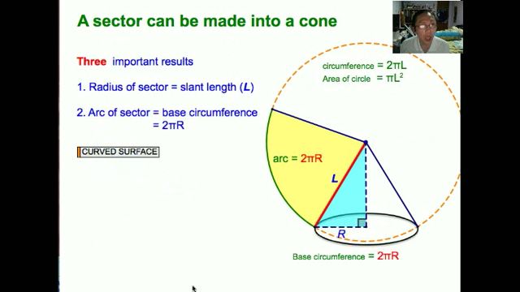We now take a look at the relationship between a sector and the surface area of a cone. In this case, we can see that a sector can be made into a cone. And because the cone is made from the sector, they are related in three ways. First, the radius of the sector, which is L here, becomes the slant length of the cone.